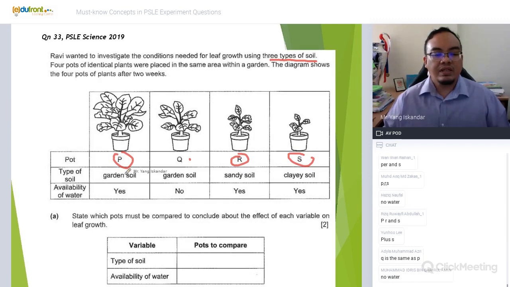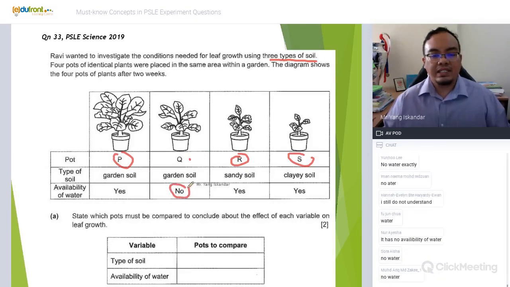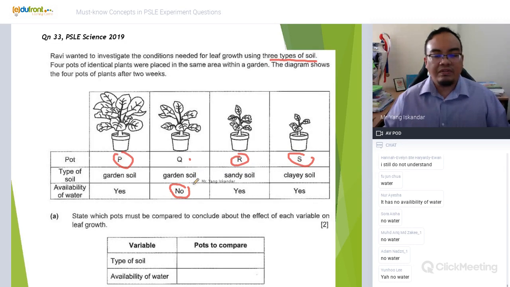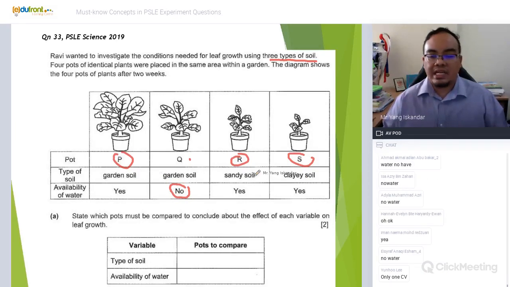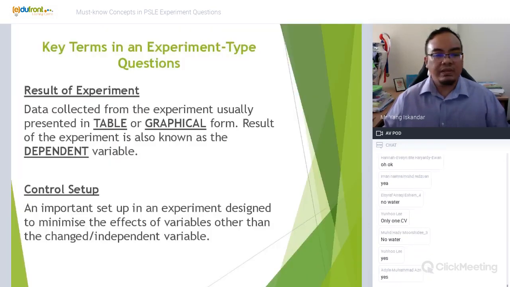No water. Very good. You see, if we use Q as well, Q does not have water, so this is also a change. So here we will have two change variables, then it will not be a fair test. Correct? To have a fair test, all the other variables must be kept the same, must be kept constant. The only thing that can change is the type of soil, which is garden soil, sandy soil, and clayey soil. So you all understand the concept of change variable.